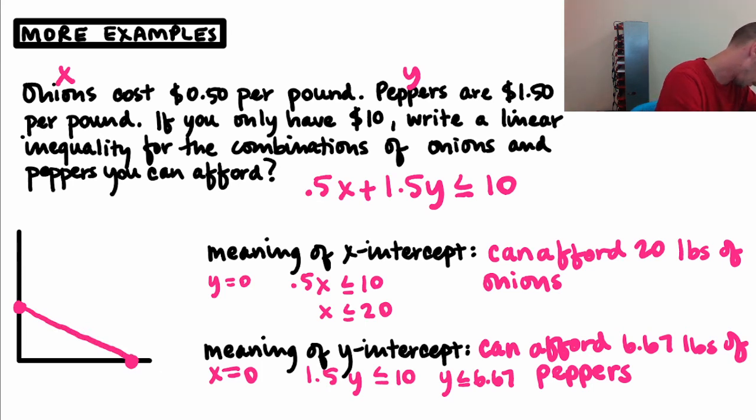And then because it's y is less than or equal to, well, I know that this is the region that I'm interested in shading, right? Because out there, beyond the line to the right of it, it's going to be more expensive, right? It's going to cost us too much. We only have $10 to spend on onions and peppers.